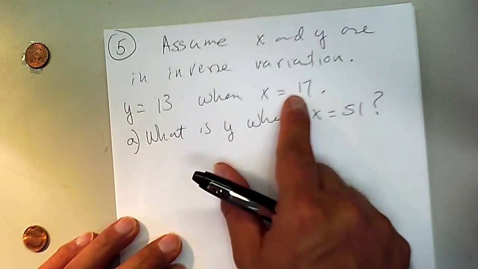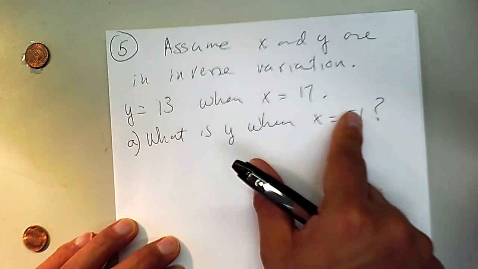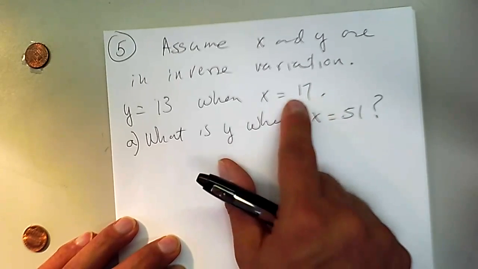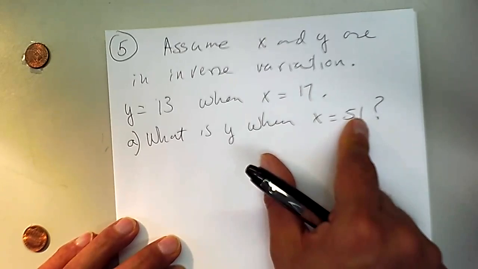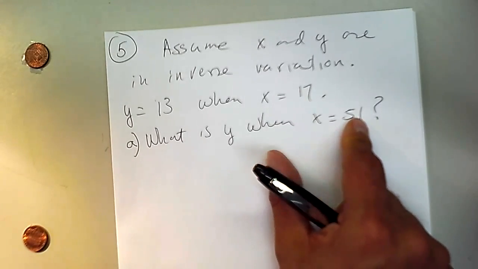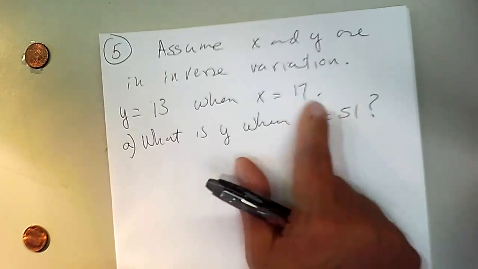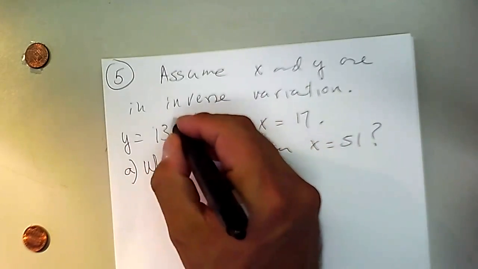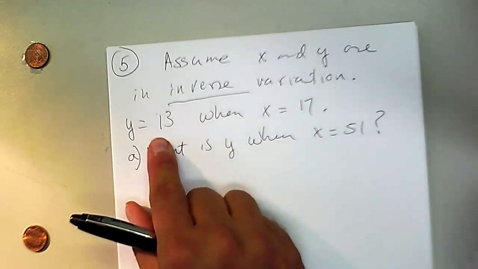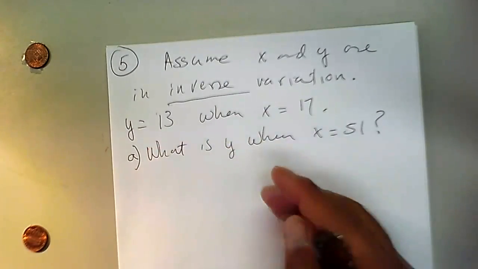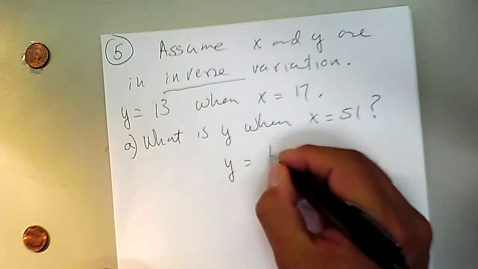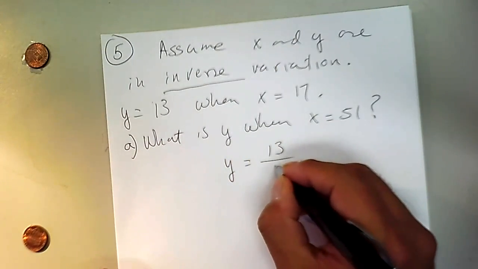Well, something to notice is that 17 goes into 51 evenly, 3 times. If we multiply 17 times 3, we get 51. Okay, so this is triple the input. That means that because we have inverse variation, the output has to be divided by 3. It has to be a third of 13. So without doing much math, we just know the answer has to be 13 over 3.